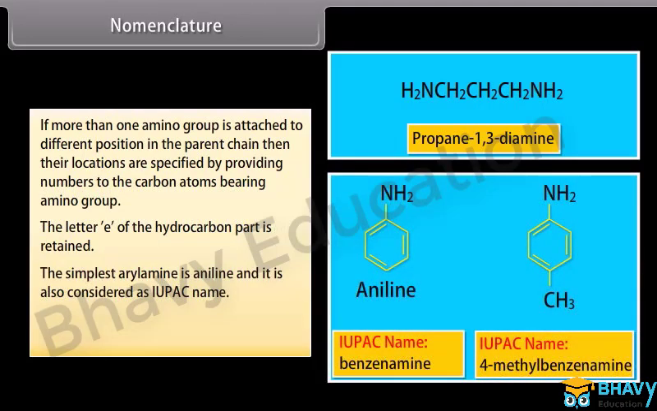The simplest arylamine is aniline and it is also considered as IUPAC name. In IUPAC system, suffix e of arene is replaced by amine.